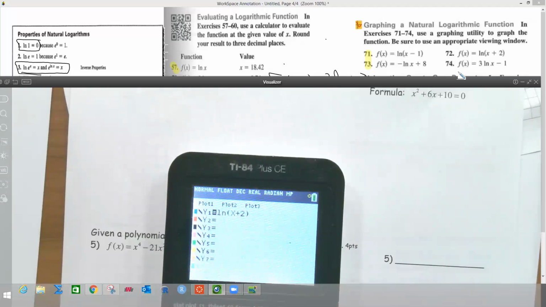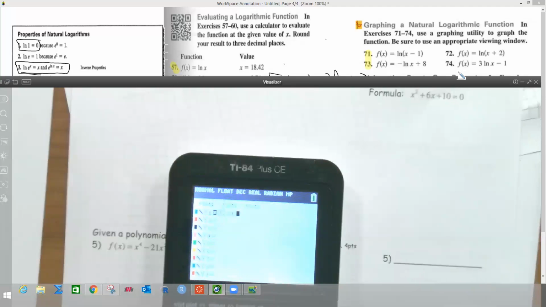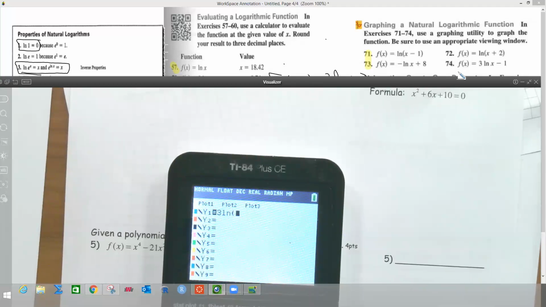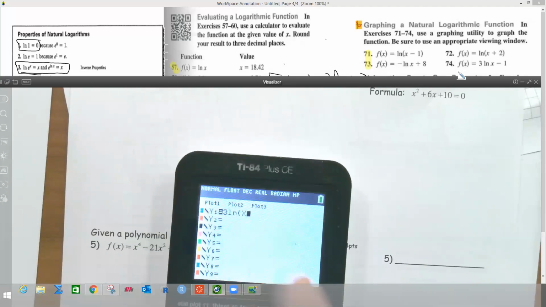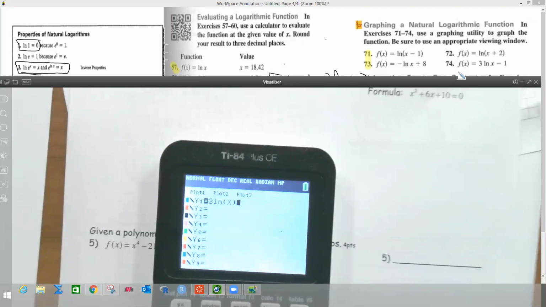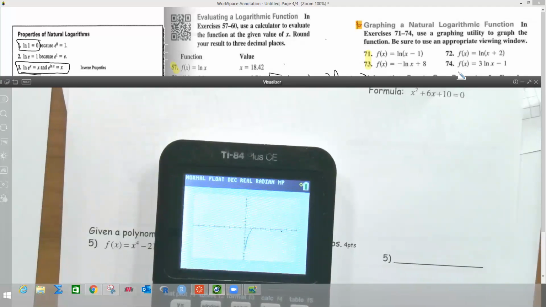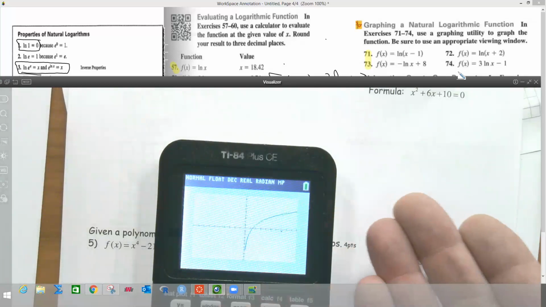Now I'm going to go ahead and do the last one there because it's got a vertical shift down 1. So I'm going to clear this off and get 3 natural log x. Now, if you notice, every time I hit natural log, it gives me a parenthesis. The other one had x plus 2 in parentheses. This one has no parentheses, so that tells me the x is the only thing in parentheses. And I put -1 and I hit graph. And see, this has moved the graph down 1. And that's the only difference.